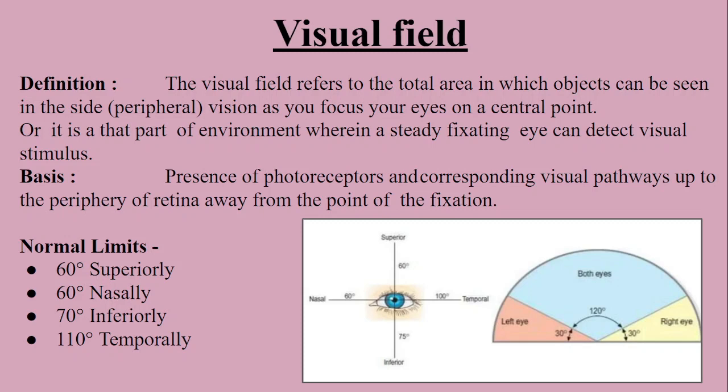Normal limits of the visual field vary depending on several factors, including age, sex, and other individual characteristics. However, the average visual field extent is approximately 60 degrees superiorly, 70 degrees inferiorly, 60 degrees temporally, and 100 degrees nasally. These measurements are taken from the fixation point, which is the point at which the patient is asked to focus during the test.